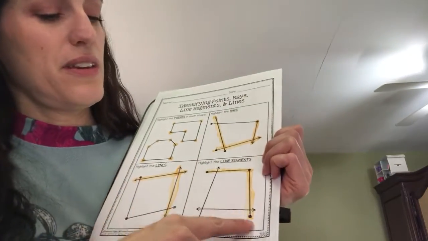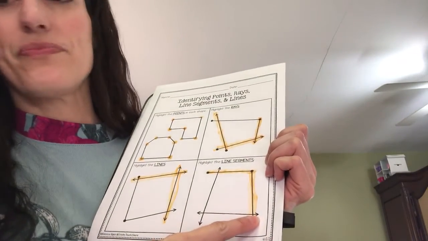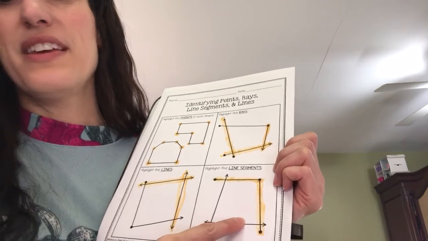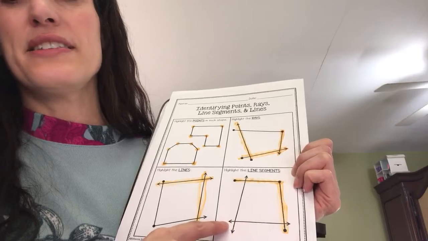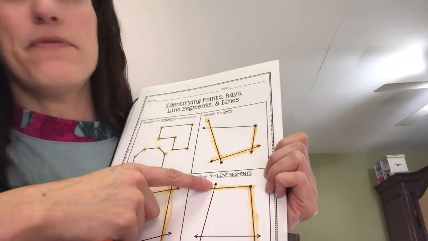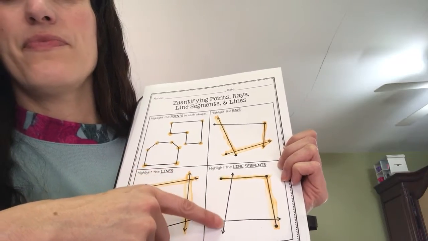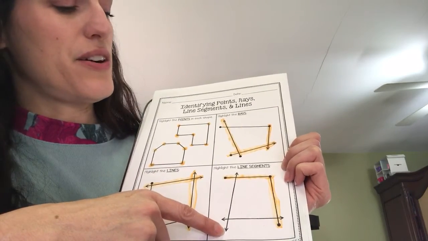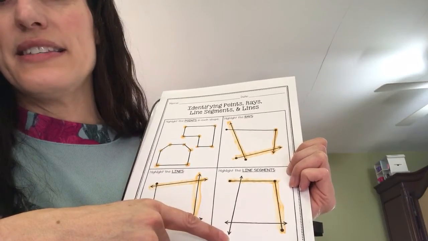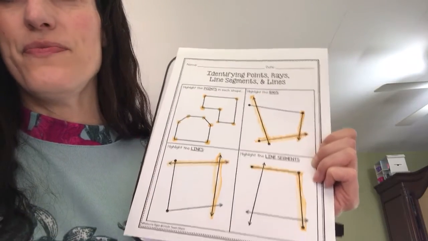Okay, let's look at this one. There's an arrow. There's an arrow. That would be a line, not a line segment. Okay, let's look at the next one. There's an arrow. There's an arrow. That would also be a line, not a line segment. So we got our two.